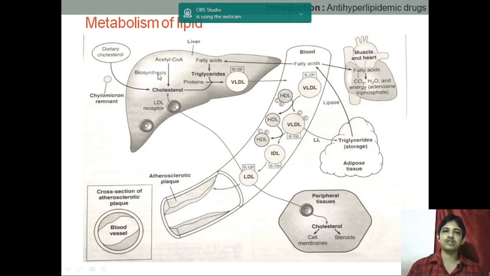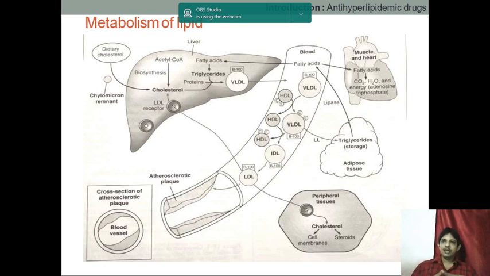First one is the biosynthesis of the cholesterol from acetyl CoA. Next is the dietary cholesterol by chylomicron remnants, and the next one is the endocytosis of the low density lipoprotein cholesterol by the LDL receptor. So we have seen that there are three major sources of the cholesterol in the liver.